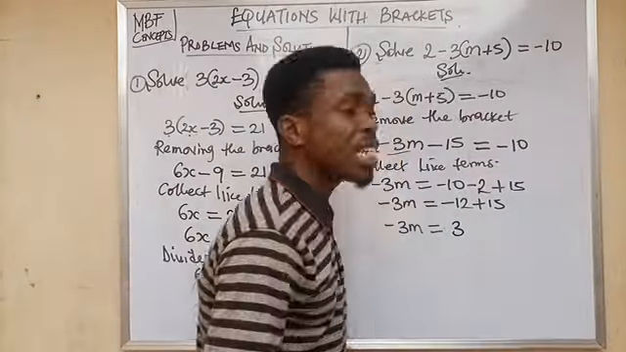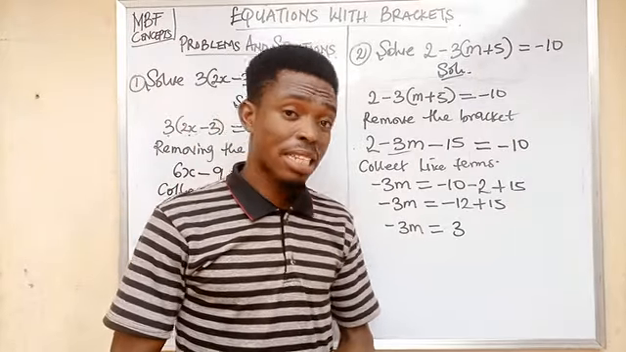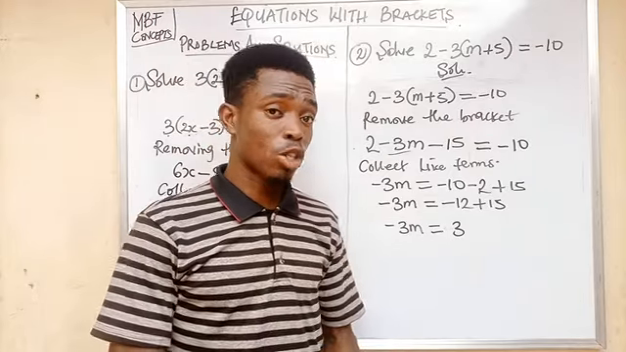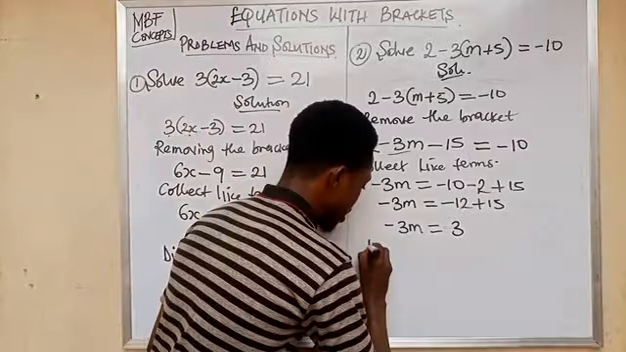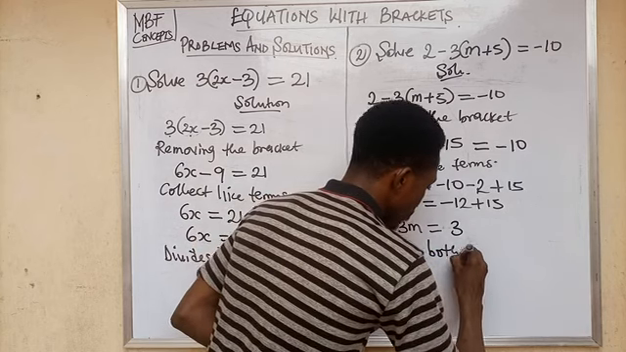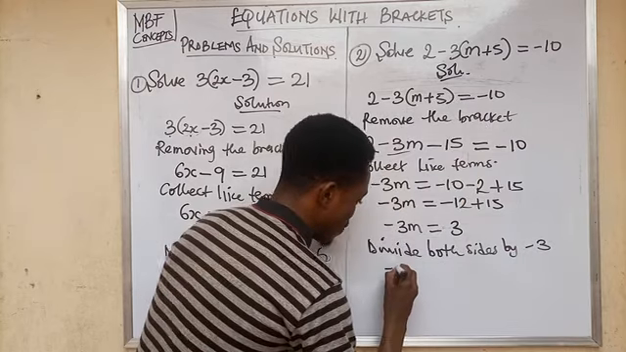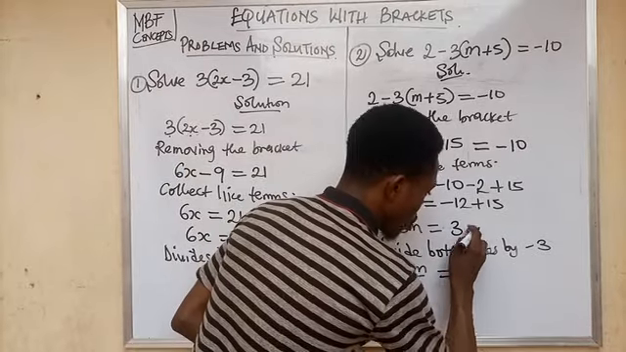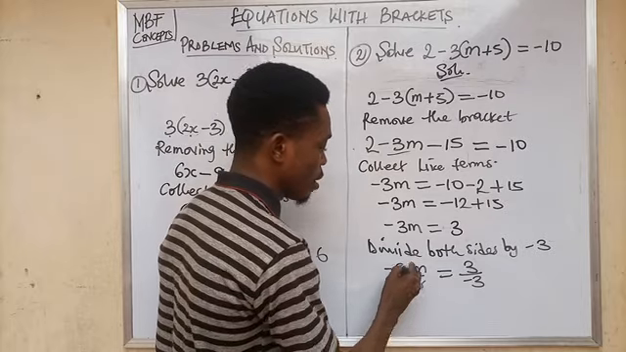And the next thing we will simply do is that we cannot leave our answer having the coefficient of the variable less than or greater than 1. So we are going to quickly divide both sides by the coefficient of m. And the coefficient of m here, guys, is -3. So we simply say divide both sides by -3. So we are going to have -3m over -3 is equal to 3 over -3. Guys, -3 divided by -3 is 1.